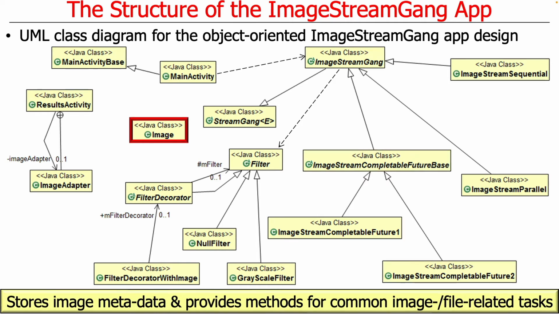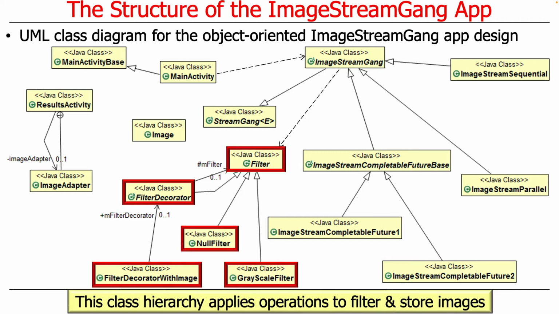There's also, of course, things we're doing the work upon, which are the images. So we have an image class that stores metadata about each image and provides methods for being able to do common image and file-related activities, like transforming it in an abstract sense. And then we have this other hierarchy, which is the filter hierarchy, that applies operations to filter and store the images. So this is what's going to be actually doing the transformation.